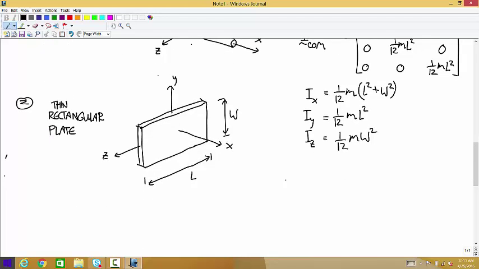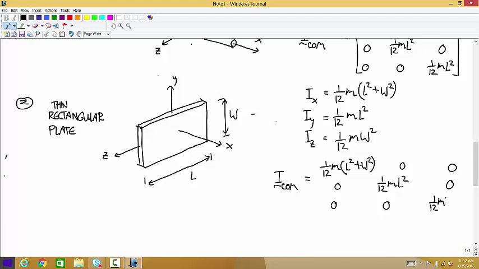And so you can write this in the tensor format. So the mass moment of inertia about the center of mass is equal to the x diagonal element is 1/12 m times the quantity L squared plus W squared. The y diagonal element is 1/12 m L squared, and the z diagonal element is 1/12 m W squared. And then the last one is the thin disk.